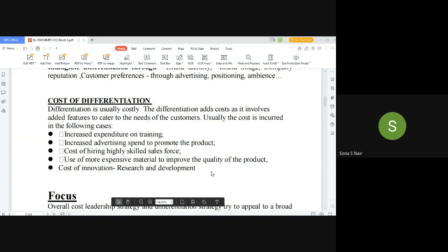Use of more expensive materials sometimes. Cost of innovation is also there, research and development to think of new things which can be added in the product, to bring up new features which can be added. All that is there. So that is why differentiation is a little costly.